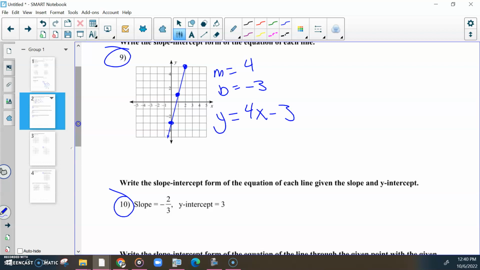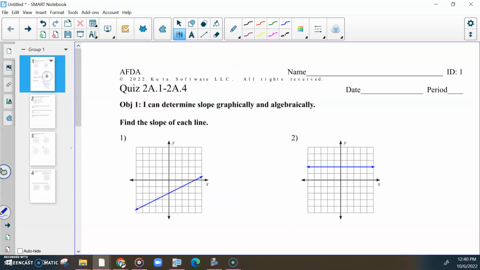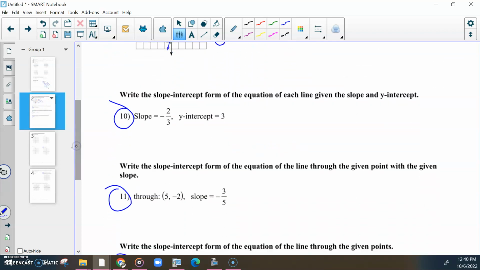That one is on the quiz, and we're looking at a different paper right now. You could be looking at either or, review or quiz. For 10, you just have to write this together. 11 and 12, you're using your point slope formula.